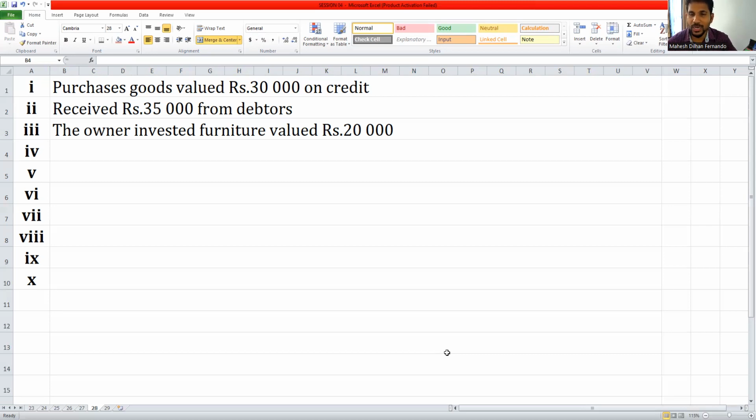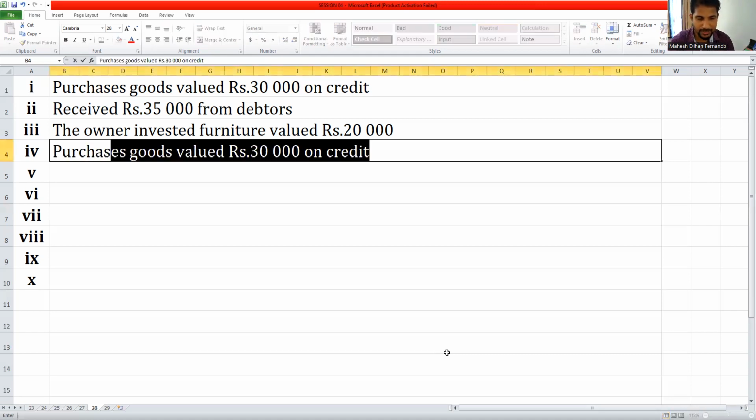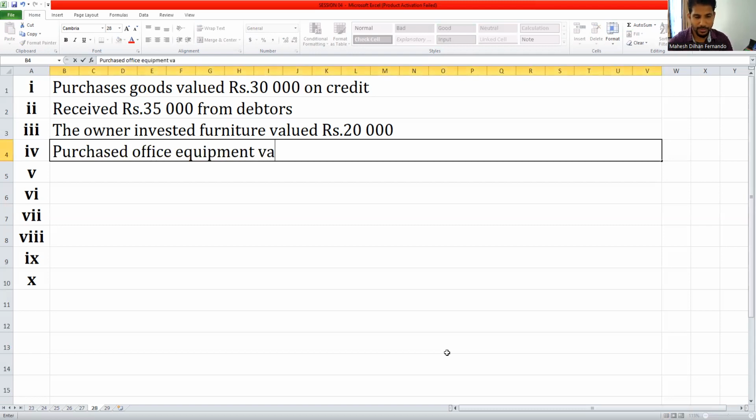So how to describe the 4th transaction? It's a purchase of office equipment. It is not investment by the owner. Why? There is no involvement of the owner. You have to say purchased office equipment valued rupees 50,000 on cash. Excellent.